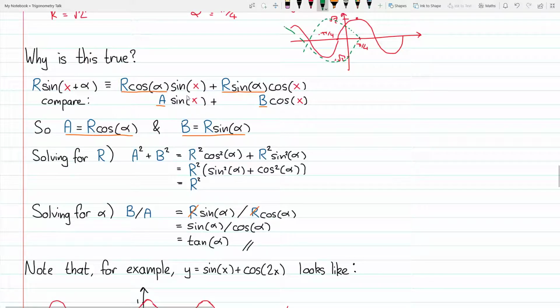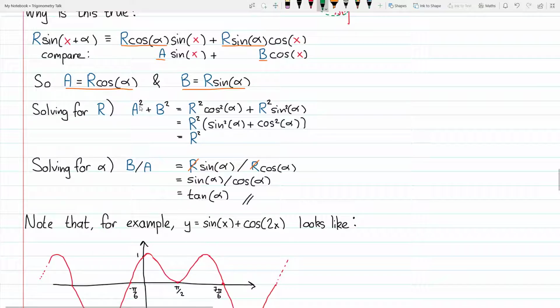And notice how in this case we have sine x and cos x. So for these two to be equal, we need a to be equal to r cos alpha and b to equal r sine alpha. If we want to solve for r and alpha in terms of a and b, we square both and add them together. So a squared plus b squared is going to equal r squared cosine squared alpha plus r squared sine squared alpha. We can pull out the r squared, and we get the Pythagorean identity. This is equal to 1.